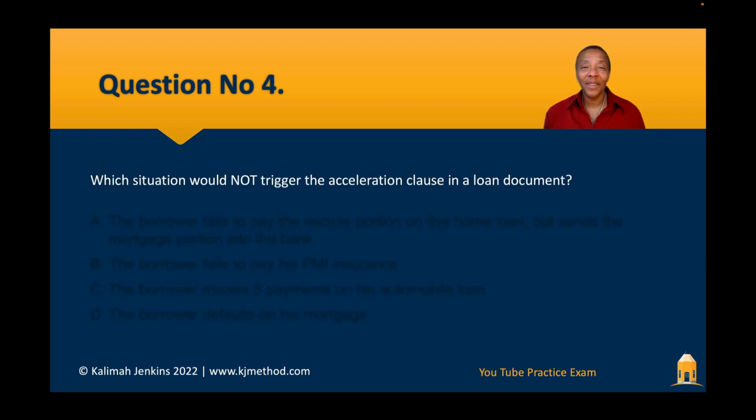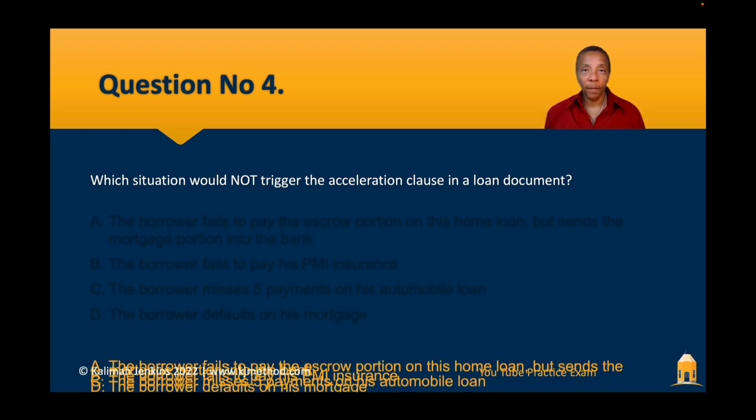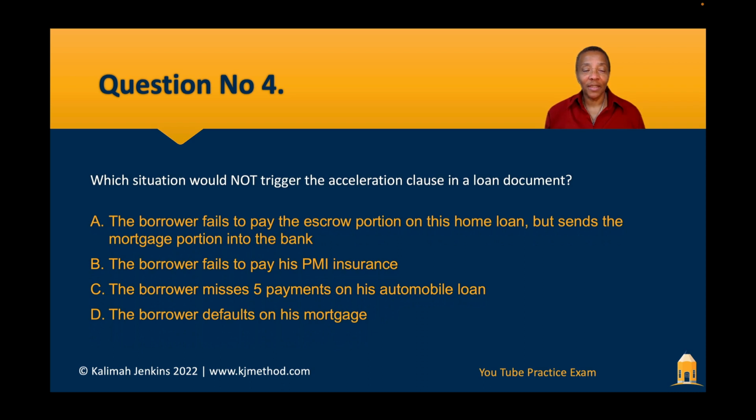Question number 4. Which situation would not trigger the acceleration clause in a loan document? Let's look at our answer choices. The borrower fails to pay the escrow portion on his home loan, but sends the mortgage portion into the bank. In other words, you have a payment, including escrow. You only send in the mortgage portion, which is the principal and interest. You don't send in the escrow, right? Your payment is short. The borrower fails to pay his PMI insurance.